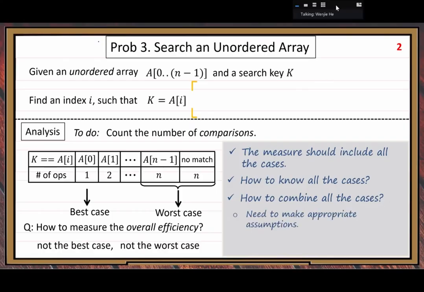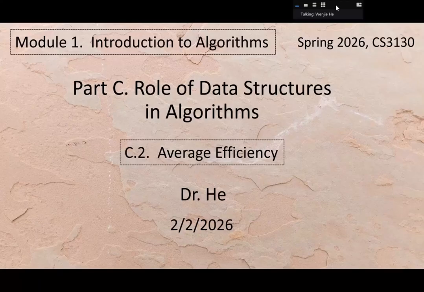Before we do that, we have to combine all the cases, but we need to make appropriate assumptions. When we make assumptions, we need to make sure it's a fair assumption, reflecting the real world situation. C.2, let's talk about average efficiency. Let's answer that question, the most important question of part C.